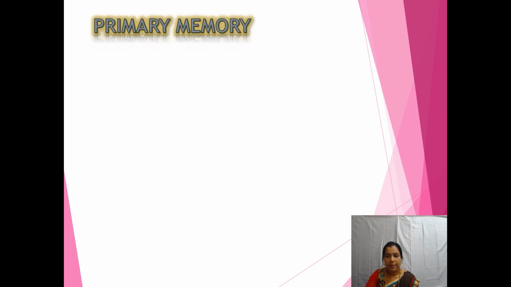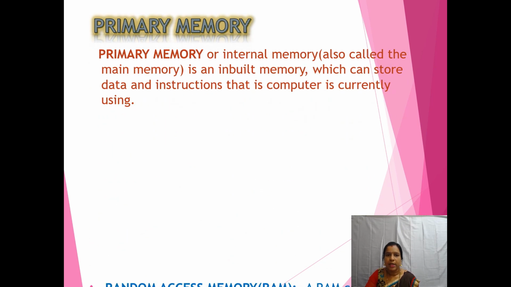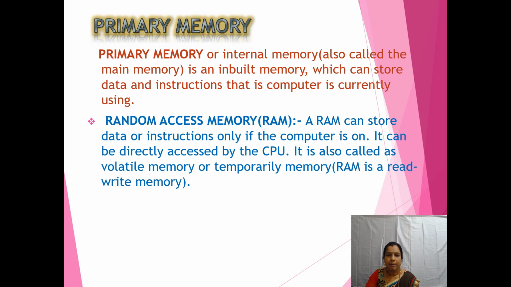Next, first we'll go for the primary memory. Primary memory, or internal memory, is also called main memory. It is an inbuilt memory which can store the data and instructions that the computer is currently working on. So whatever we are working on in the system is temporarily stored in our primary memory, that is random access memory. First is random access memory.